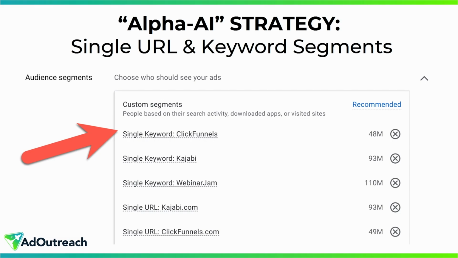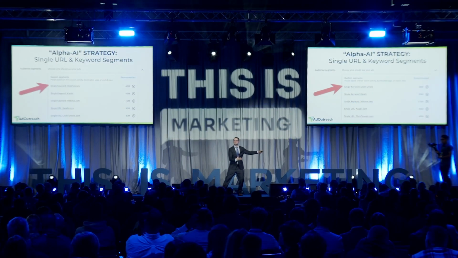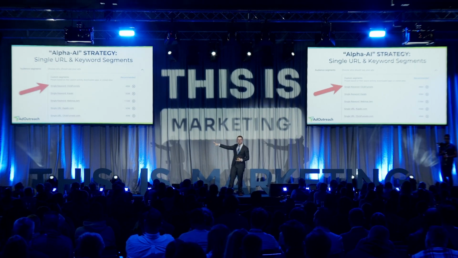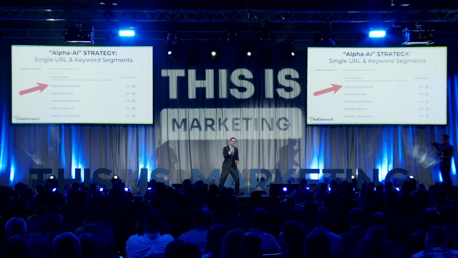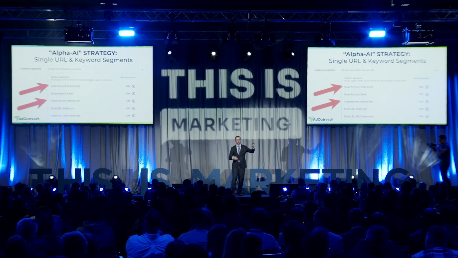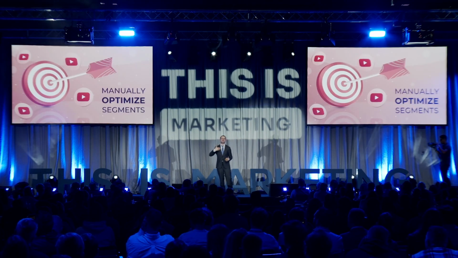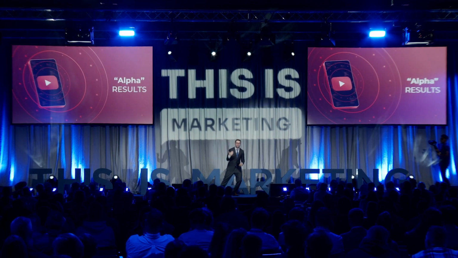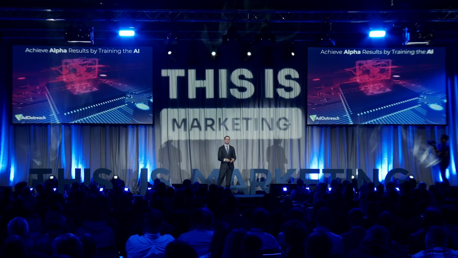Now, this is an advanced training, and by the way, if this doesn't make sense, then everything else I talked about before, those are your first steps. But once you get more advanced, you'll see what I mean when you can start targeting based on individual keywords in each of your audience segments, and then going in and choosing which ones work, cutting the ones that don't work to really optimize your ads manually, even with your audience segments. That allows you to get even more alpha results with your campaigns. And that's the goal, how to achieve those alpha results by training the AI, training Google's algorithm to get you the absolute best results on YouTube and make your YouTube ads stand out.